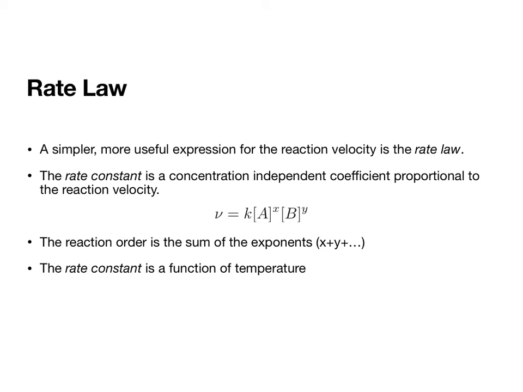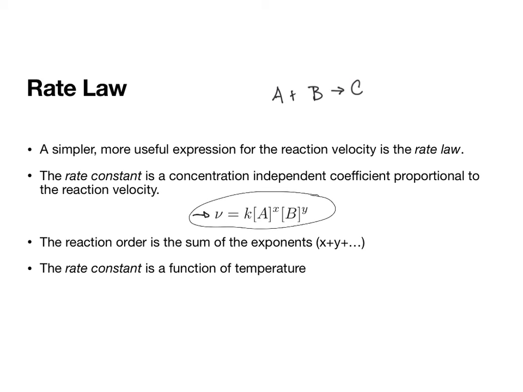Okay, now those reaction velocities get a little complicated. They're hard to write, they have derivatives in them, and they're a little hard to wrap our heads around. And so a more useful expression for the reaction velocity is what's known as the rate law. The rate law is given in the form, if we have our reaction A plus B goes to form C, our rate law is given as the reaction velocity nu is equal to k times the concentration of A raised to the x times the concentration of B raised to the y.